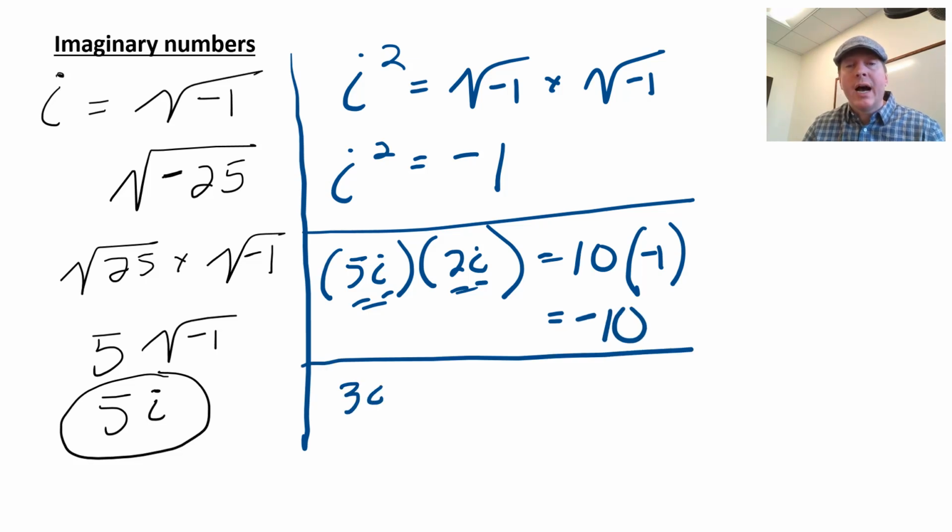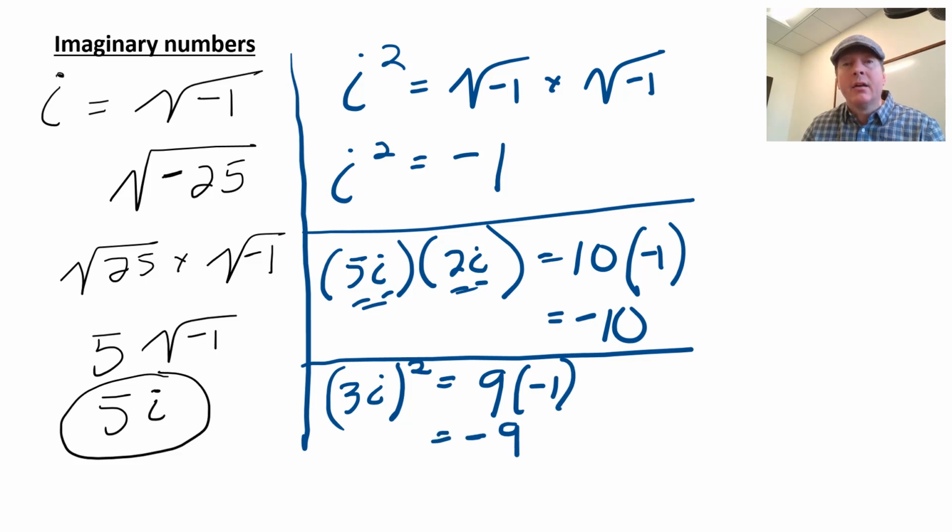Suppose you saw (3i) squared. Well, that means you square the 3, and you also square the i. So 3 squared is 9. i squared, we said i squared is -1. So (3i) squared is -9.